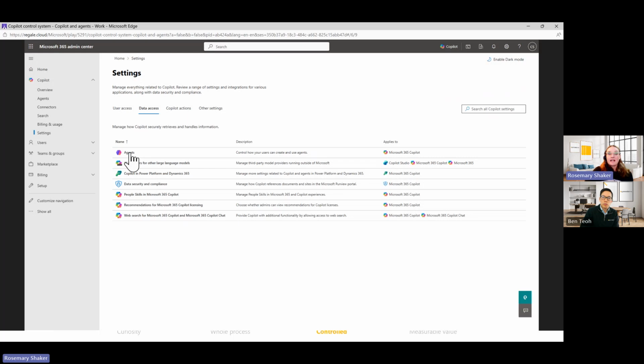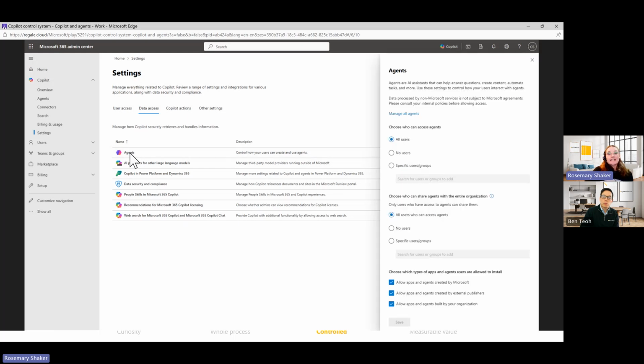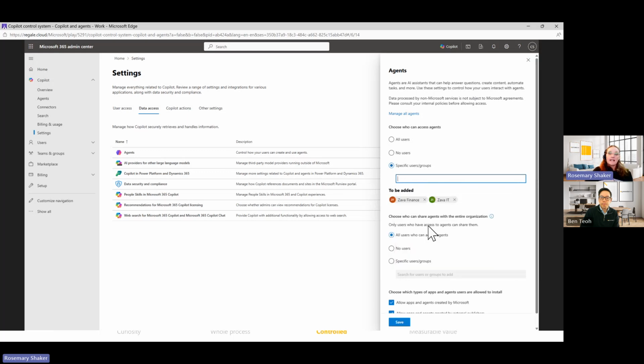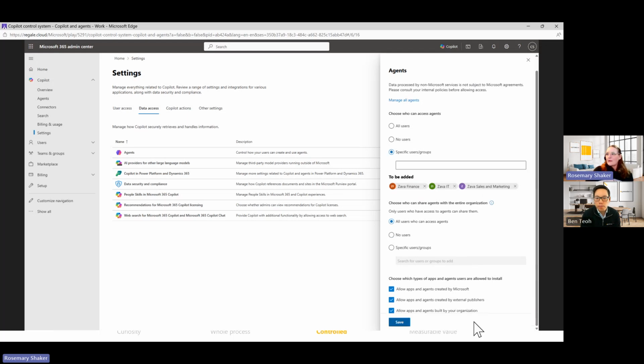So here I might come in and look at our agent setup. And again, I can be really specific with who I want to have access to our agents. So we can come in and be specific as to who we want to allow. So say we want to give our finance team access to that, and then we'll add in AI and sales and marketing there as well. And we can see then what they're allowed to do, and we can control that as well.